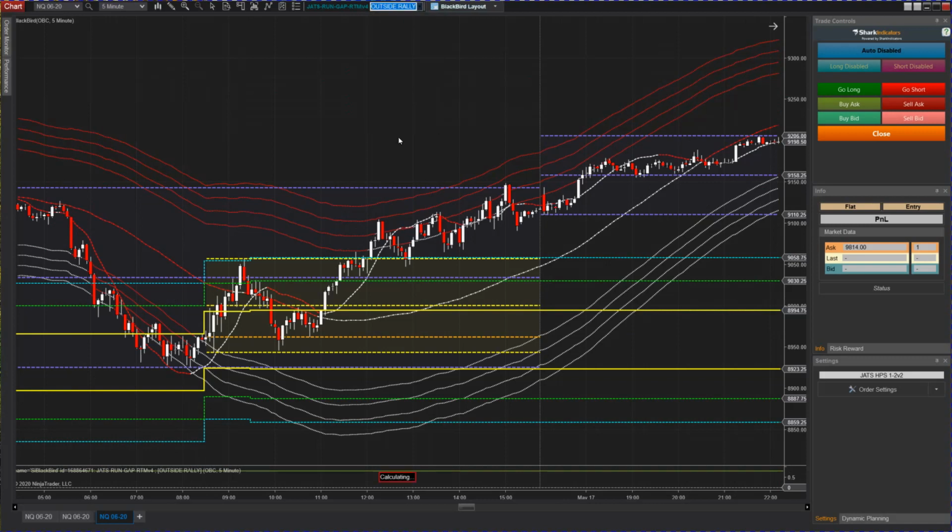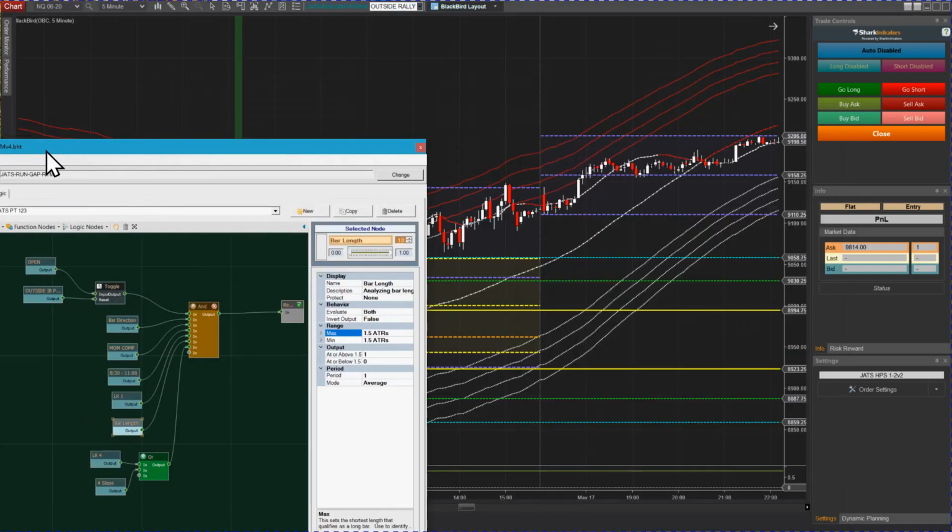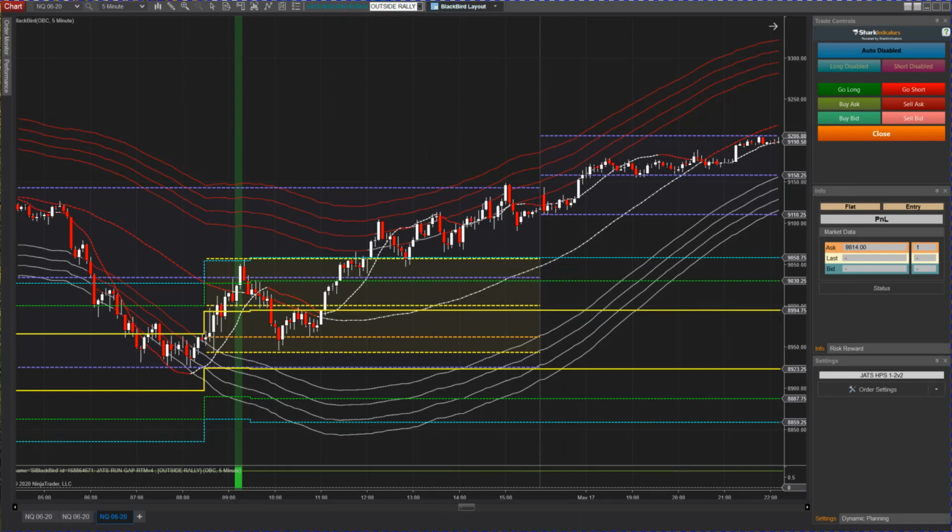Outside rally. Something happened to my logic. Oh well, I've got to fix this to make it go from the PT3. I think I did change it. I'm always changing them. So I need to get this fixed up to take from the PT3 out. And that'll be our outside afternoon rally.